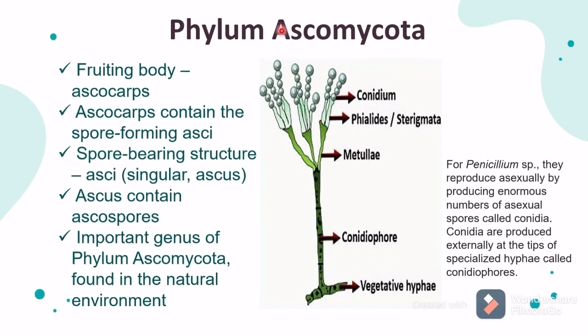The second one is phylum Ascomycota. Fruiting body: ascocarps. Ascocarps contain the spore-forming asci. Spore-bearing structure: asci, singular ascus. Ascus contains ascospores. It is an important phylum found in the natural environment, and this is the example of Penicillium species.